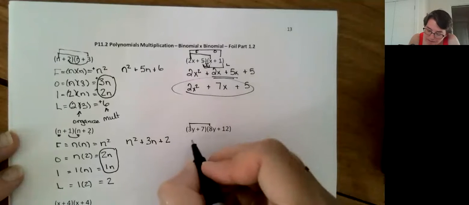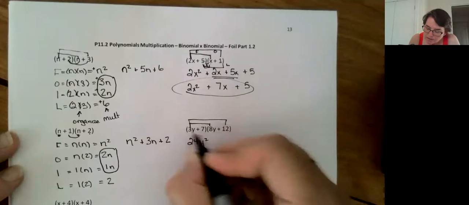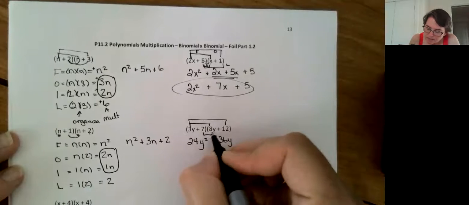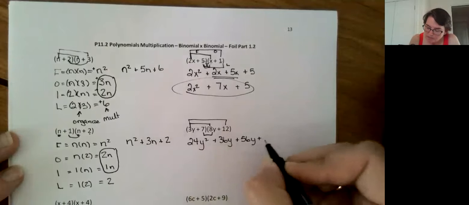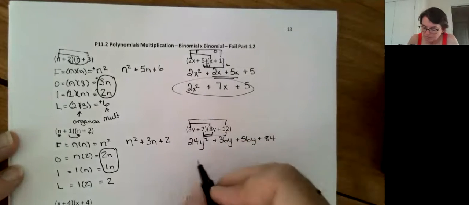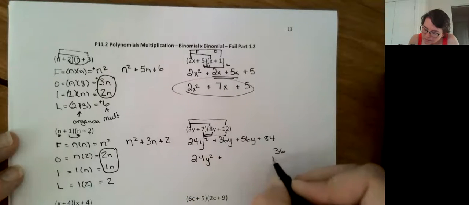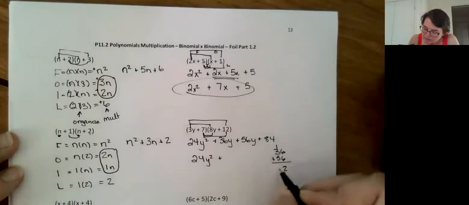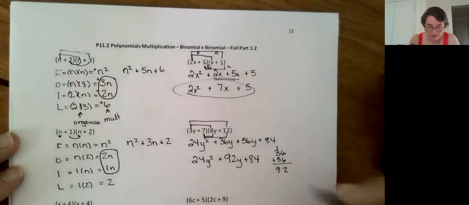3 times 8 is 24y squared. 3 times 12 plus 36y. And then we do insides plus 56y plus 7 times 12 is 84. Oh, 36 plus 56. 6 and 6 is 12. Carry the 1. It's 92. And there we go.